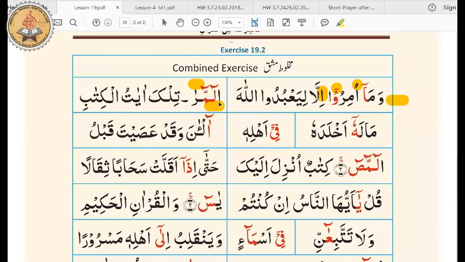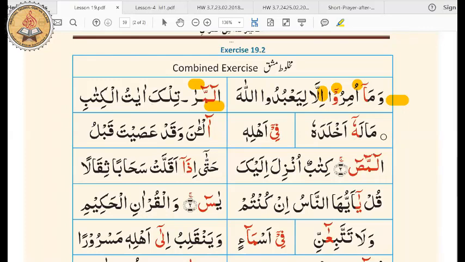So alif, lam, mim ra. Alif Lam Mim Ra. Excellent. Well done, mashallah. Next one, please. Tilka. Well done. Ayatul Kitabi. Well done, mashallah. You tried really well, read very well, mashallah.